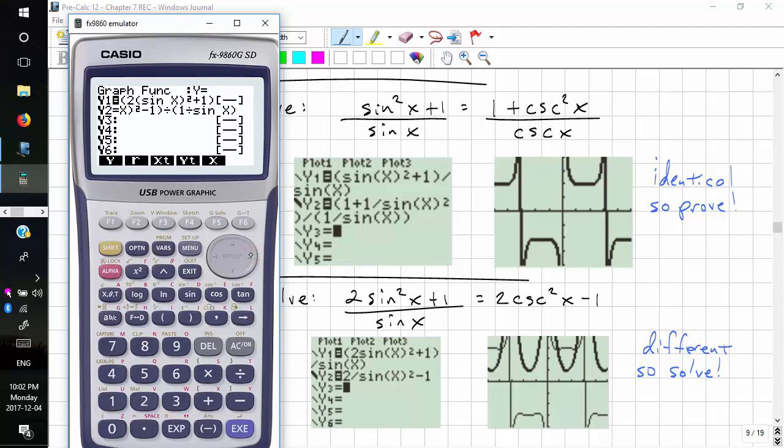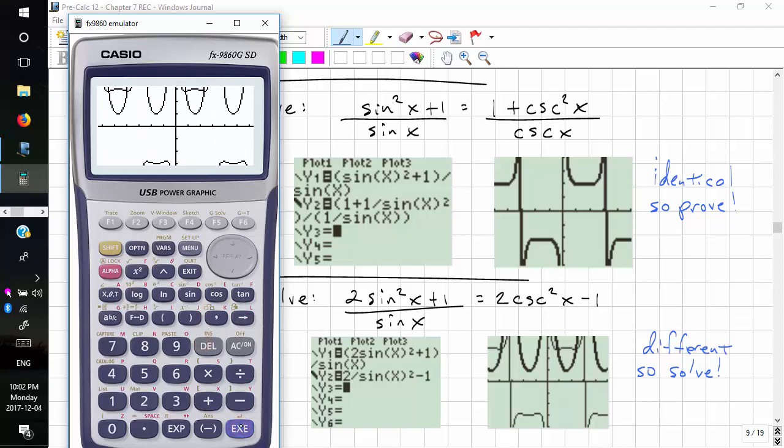And delete, delete, delete, delete, delete, delete, delete, delete. Okay, now we can go ahead and draw. Okay, so we see the first curve and we see the second curve.